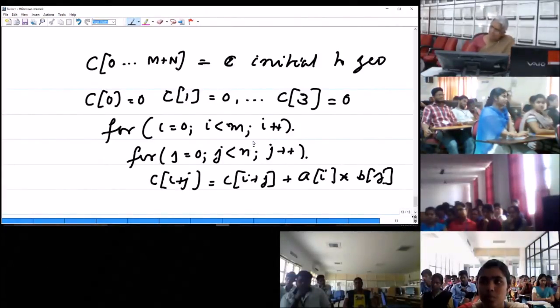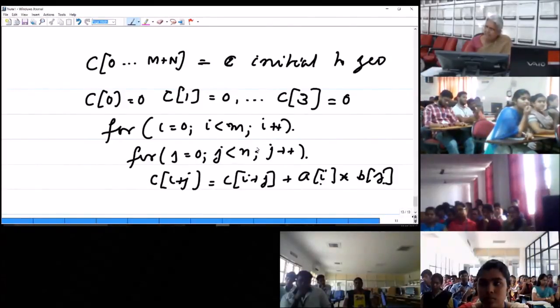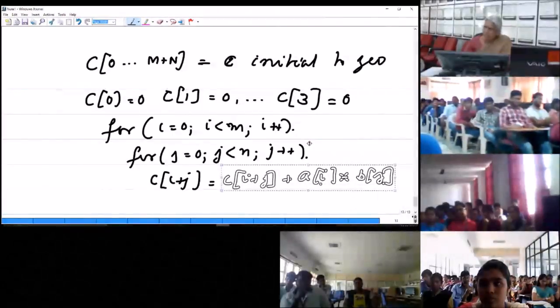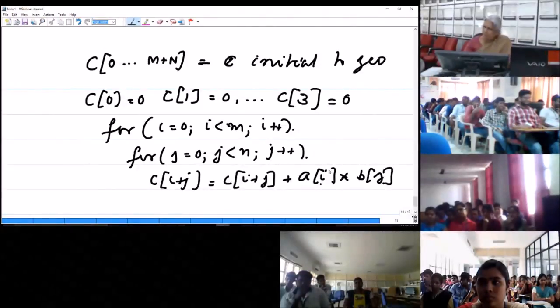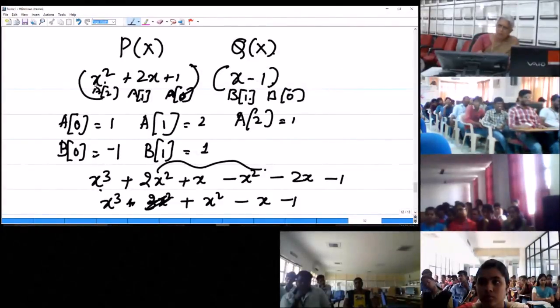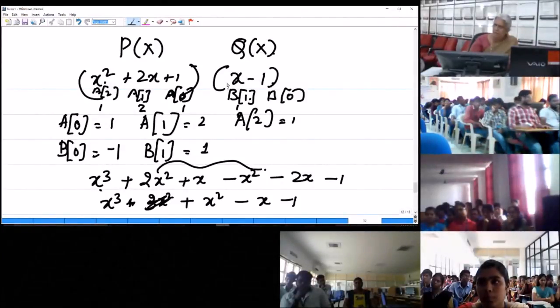So what's happening here? I am multiplying the ith coefficient of the polynomial P of X, which is stored in the array at the ith index, with the polynomial Q of X, whose jth coefficient corresponds to j. If you go back to this particular polynomial, what is it that we are storing? This is stored in A2, A1, A0. That means in A2 I'm storing 1, then 2, and then 1. Similarly, B of 1 is 1 and this one is minus 1.